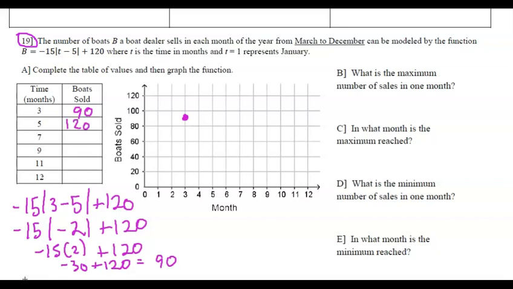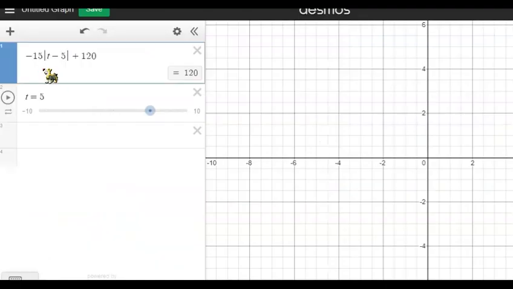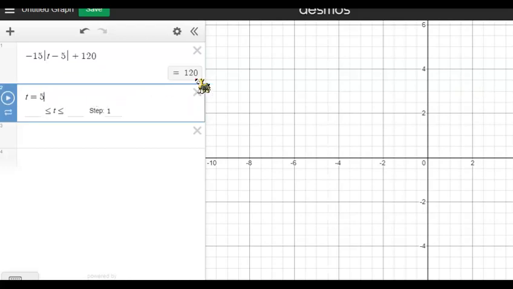You could also put this expression into Desmos. So we could type negative 15 times the absolute value of t minus 5 plus 120. And we could add a slider for t. So if t was 5, b would be 120. Replace 5 with 7. That would be 90 again.